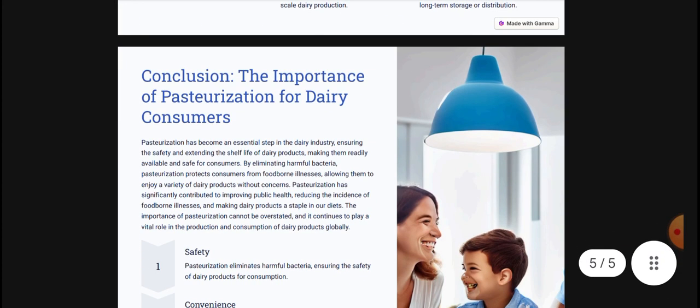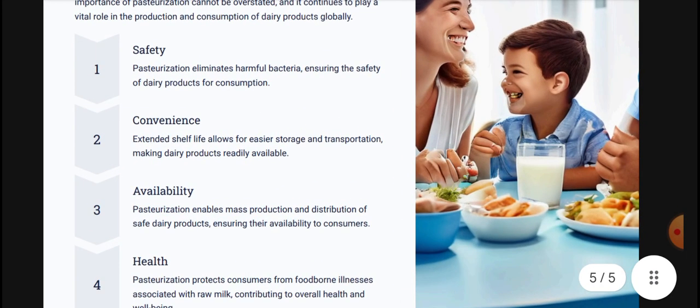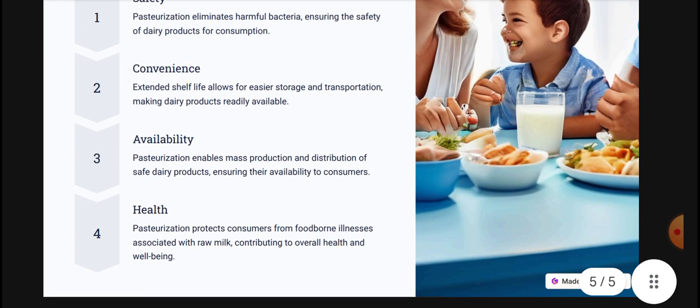And in conclusion, pasteurization helps us to ensure the safety of the milk. Second thing, convenience. Extended shelf life allows for easier storage, right? It will help the consumers to store the milk for a longer duration. Availability. Pasteurization enables mass production and distribution of safe dairy products, ensuring their availability to consumers, right? And the last one is health. Pasteurization protects consumers from foodborne illness, right?